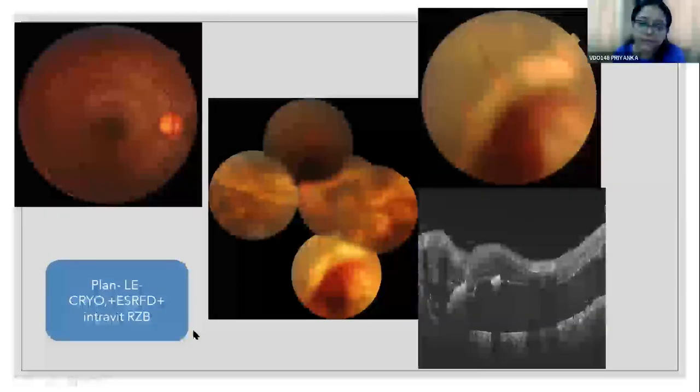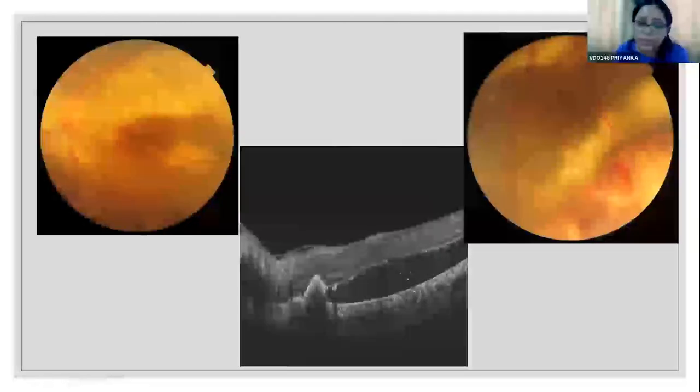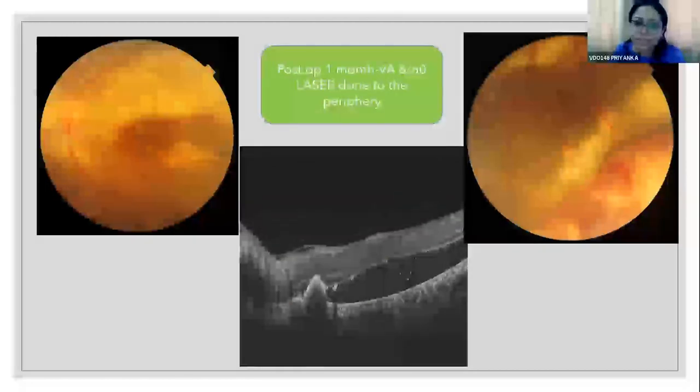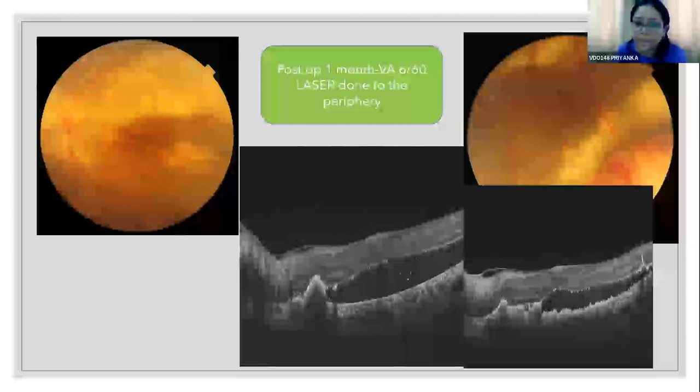So the patient underwent cryotherapy along with external SRF drainage, and we also gave intravitreal ranibizumab to the patient. Following this, the patient's SRF had definitely come down and the patient was doing well. He was maintaining 6/60 vision, and we did some more peripheral laser near the VPTR, which is seen here. And it was slightly shrinking now post-laser. And the SRF was also reducing.